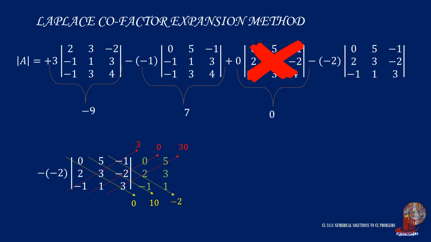And 3, 2, and 5 are multiplied into 30. The fourth term is then twice of 0 plus 10 minus 2 minus 3 plus 0 plus 30. That is twice of -25 or -50. Now we can take the determinant of the matrix as -9 plus 7 minus 50, or that is -52.